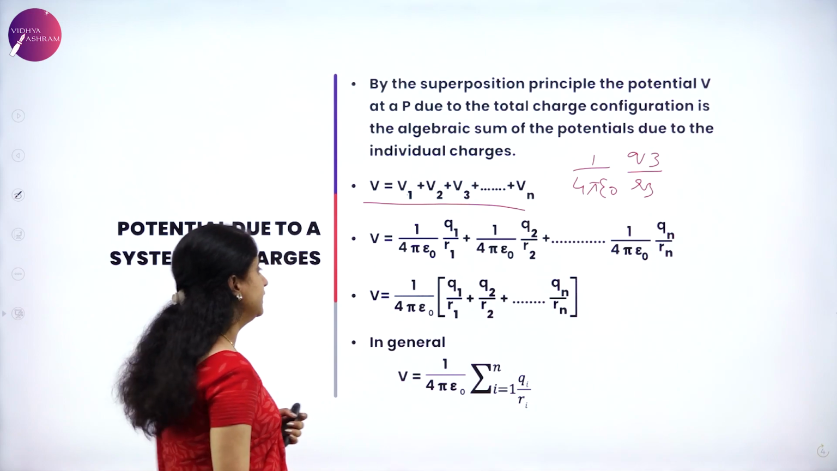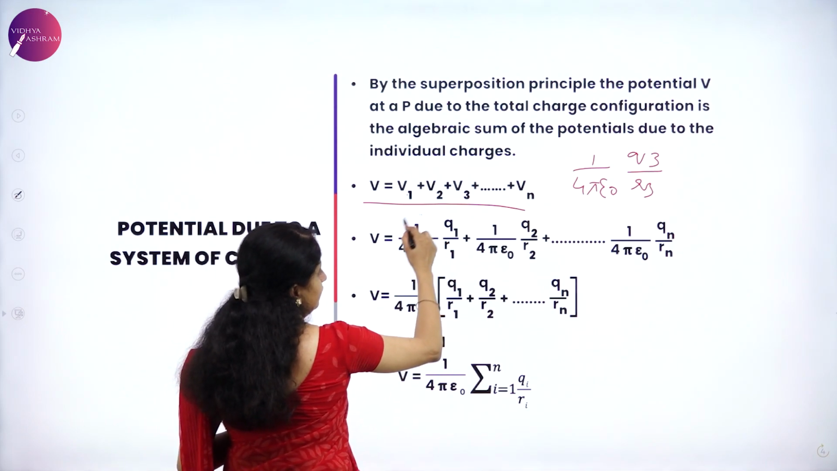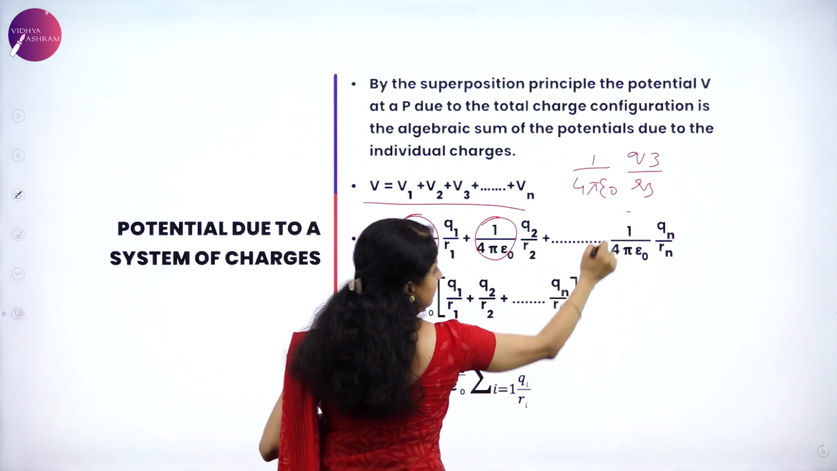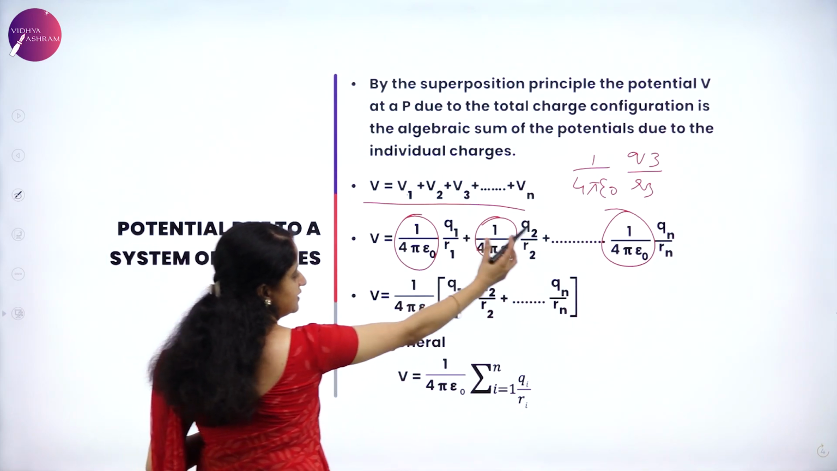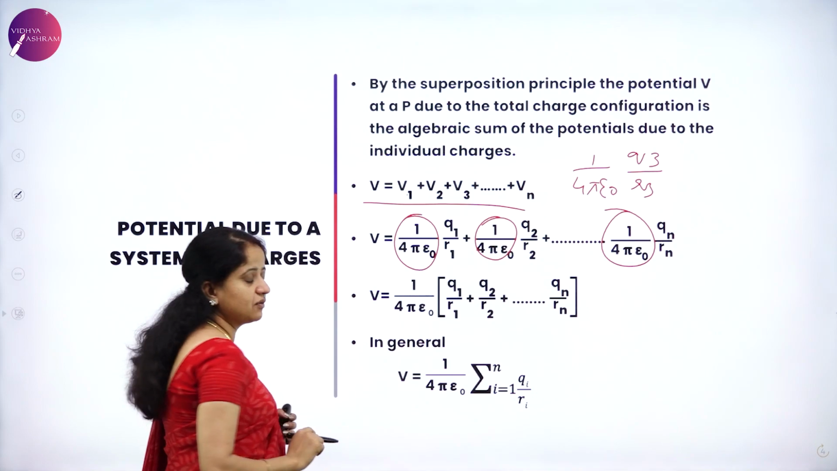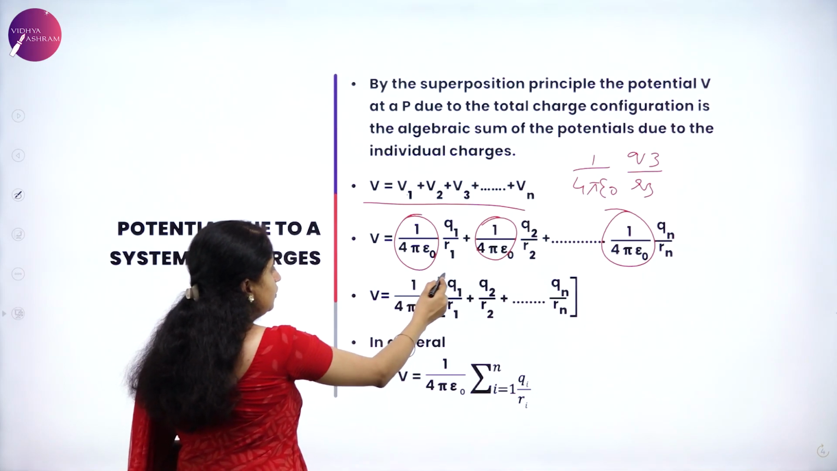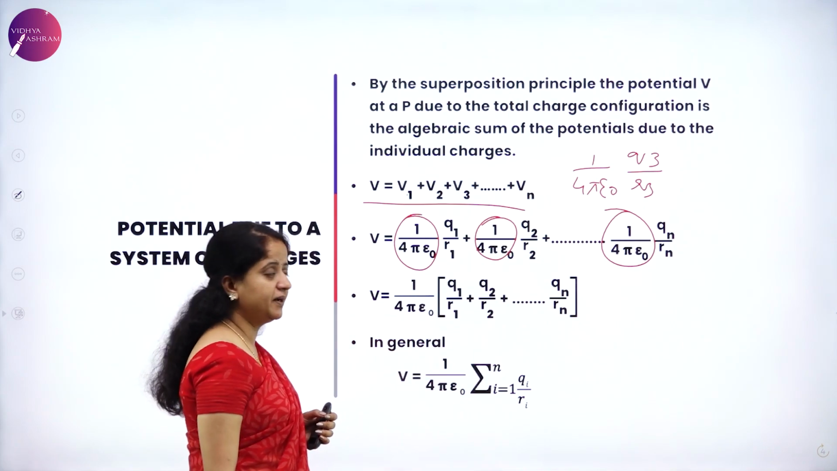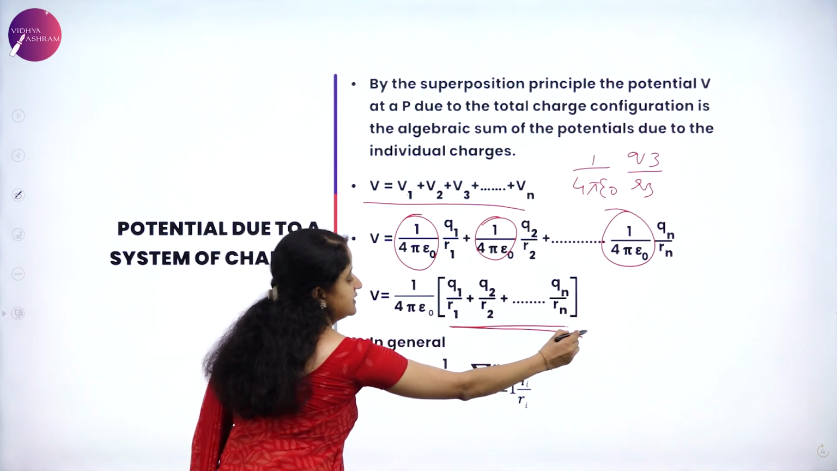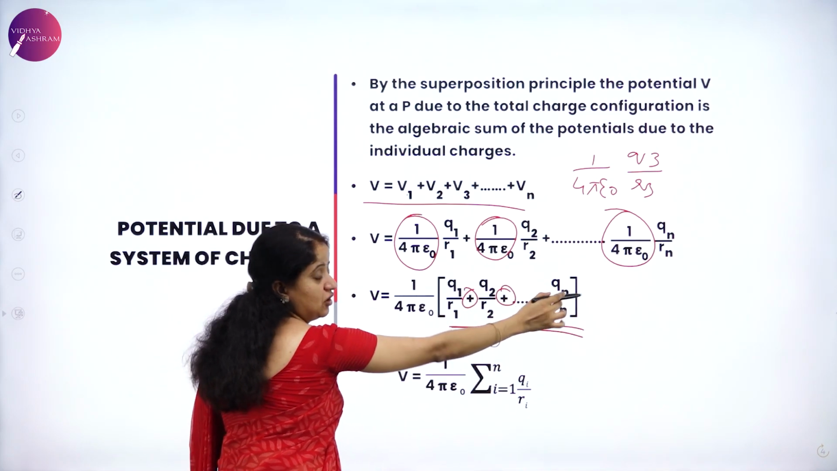Now from this, the term 1 by 4 pi epsilon naught is common in all. So I am taking that outside the bracket and writing the remaining terms inside. So we get V is equal to 1 by 4 pi epsilon naught Q1 by R1 plus Q2 by R2 plus and so on up to Qn divided by Rn. Now in this we can see that the plus sign is common everywhere.